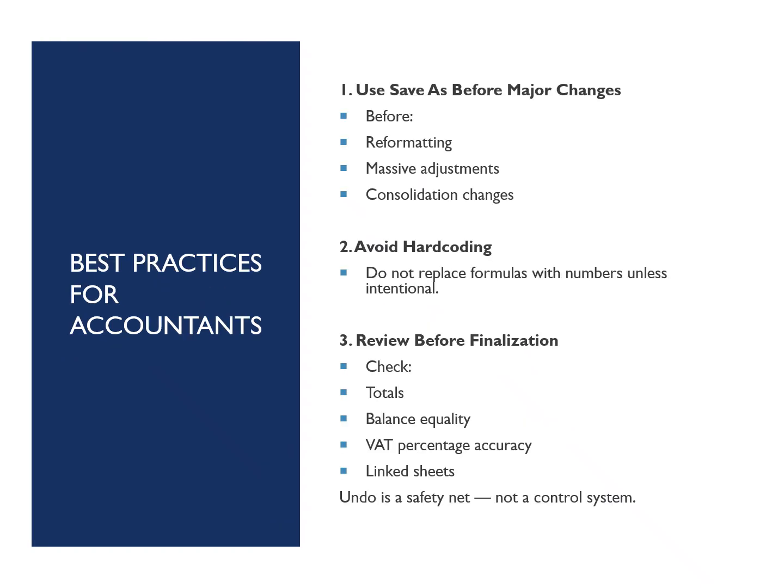Here are best practices every accountant should follow. Use Save As before major changes, before reformatting, massive adjustments, or consolidation updates. Create a backup version and avoid hard coding. Don't replace formulas with numbers unless intentional. Hard coding breaks automation. Review before finalization. Check totals, debit and credit equality, VAT percentage accuracy, and linked sheets. Undo is a safety net, not a control system. Professional accountants rely on controls, not shortcuts.